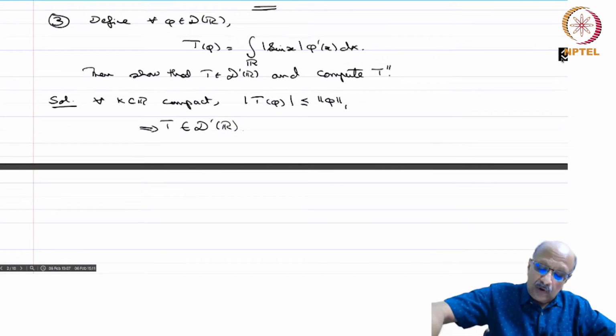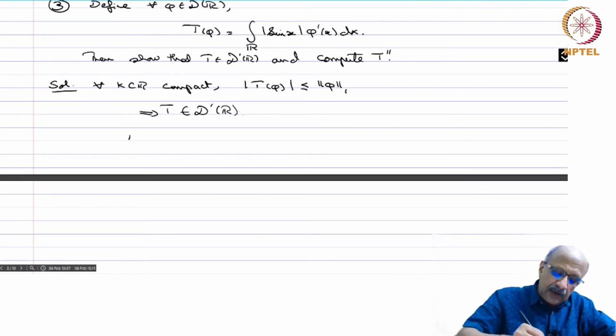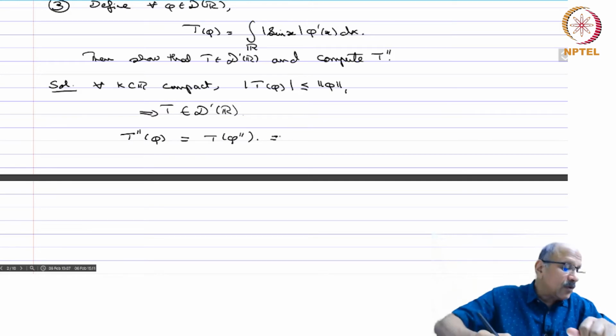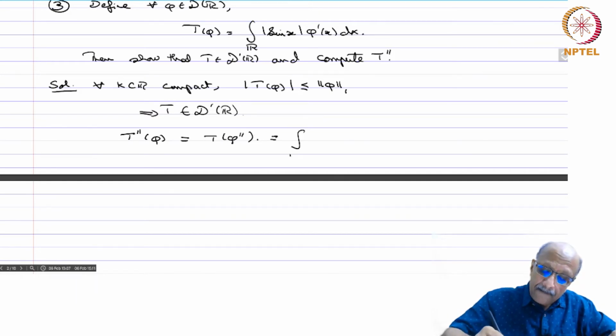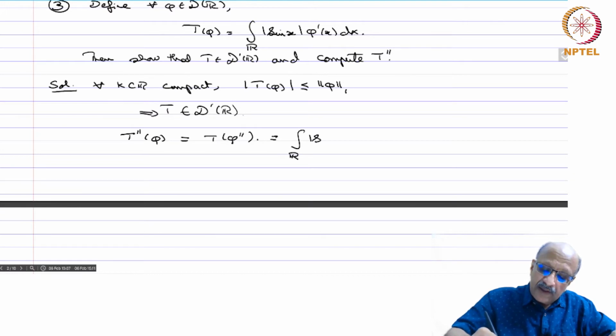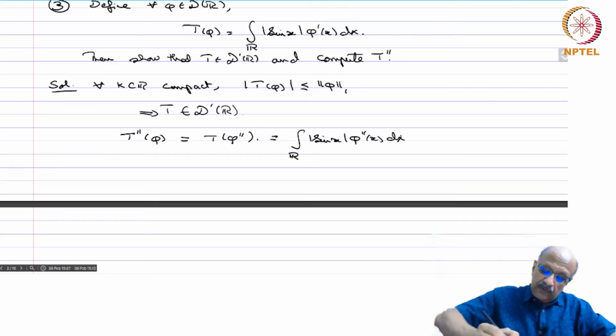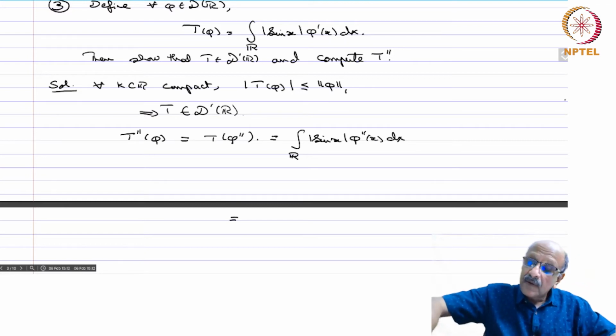Okay, so now we want to compute T double prime. So T double prime acting on phi, we recall, is nothing but T acting on phi double prime. So that is equal to the integral over R of mod sin x phi double dashed x dx. I have just used the definition. So now we will rewrite this.